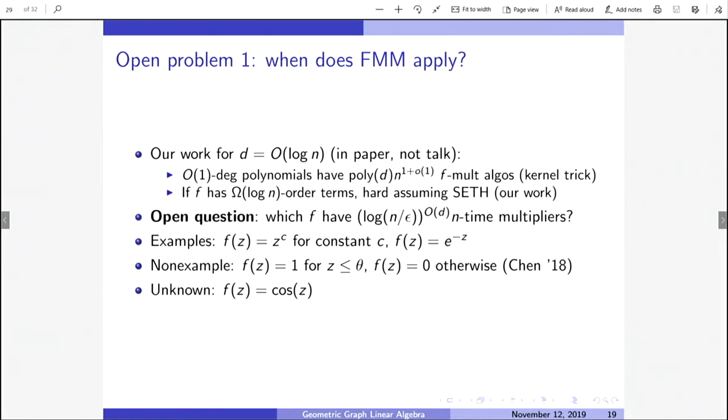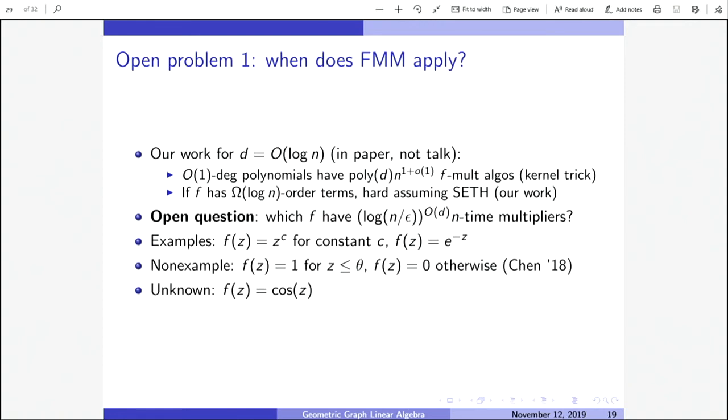So now I've talked about hardness. Now I'll talk a little bit about some open problems. In our paper, we have more general results than what I stated here. In particular, the kernel trick shows that constant degree polynomials lend themselves to fast multiplication algorithms.